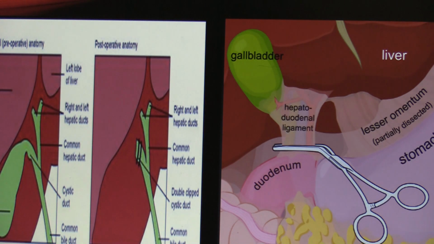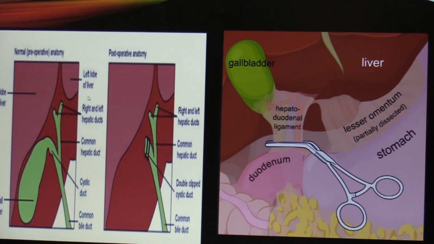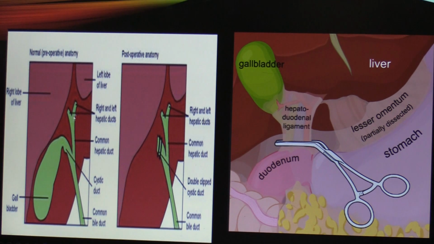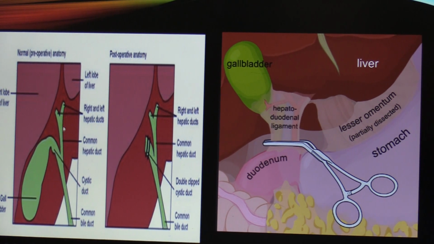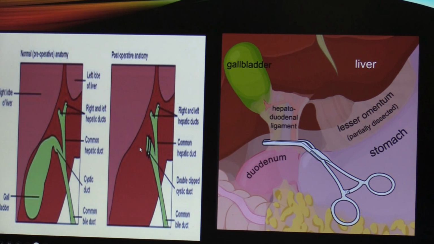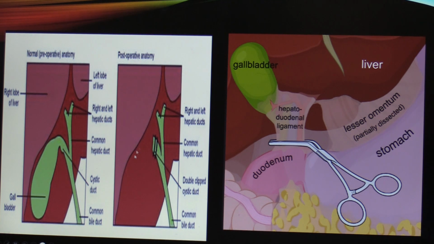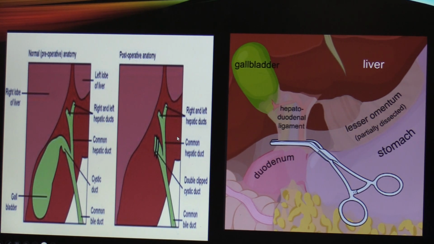So this is a picture showing how the surgical removal of the gallbladder happens. Normally we have seen Calot's triangle, this was Calot's triangle. Now when we remove the gallbladder, you can see that we put double clips on the cystic duct, so there is no drainage of the bile, and the gallbladder has been removed. Another step is that you clip the hepatoduodenal ligament, which helps the gallbladder attach with the duodenum, and you remove the gallbladder.